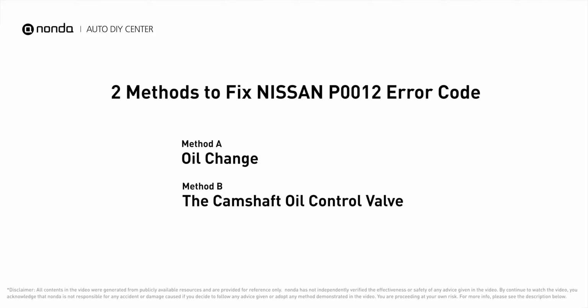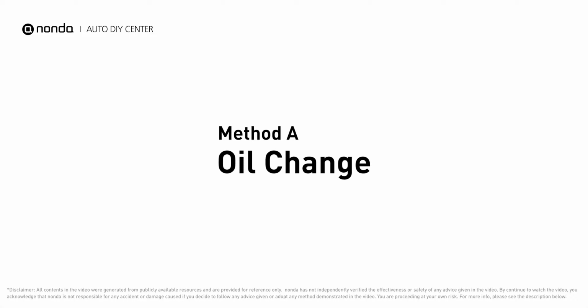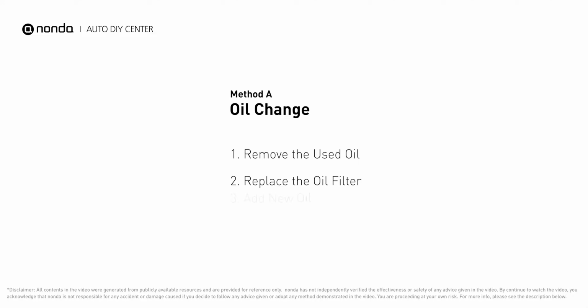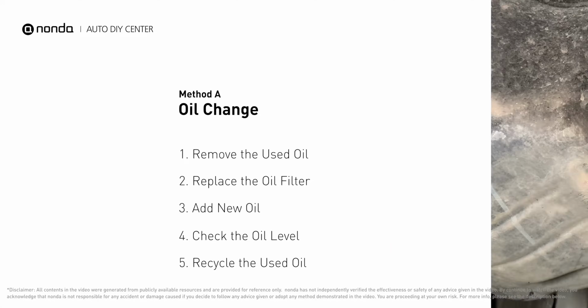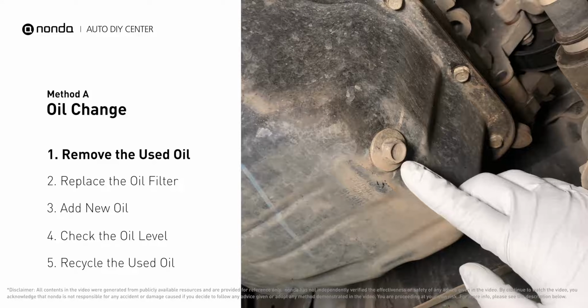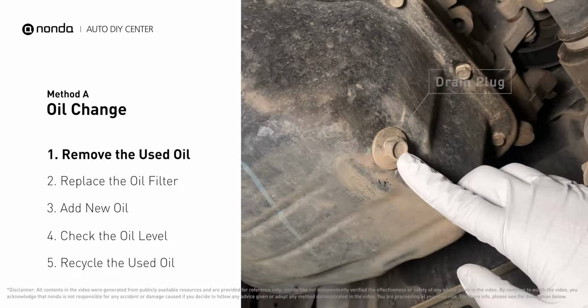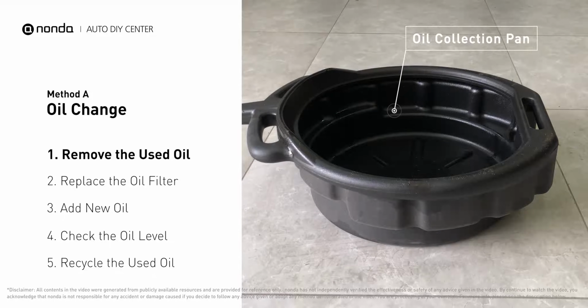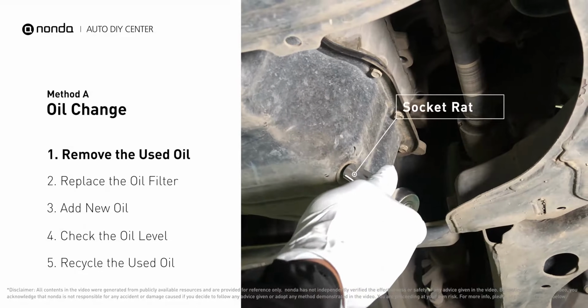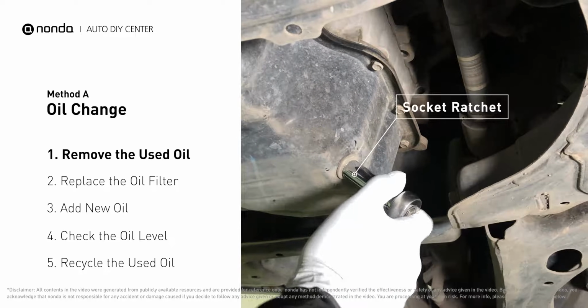Here are 2 of the most practical solutions to fix Nissan's P0012 error code. Method A, oil change. Locate the oil drain plug on your vehicle and place an oil collection pan underneath it. Use a socket ratchet to remove the plug from the oil pan on your vehicle.